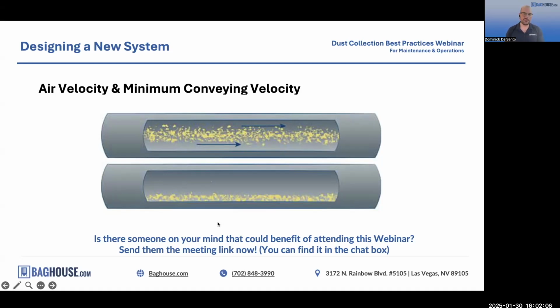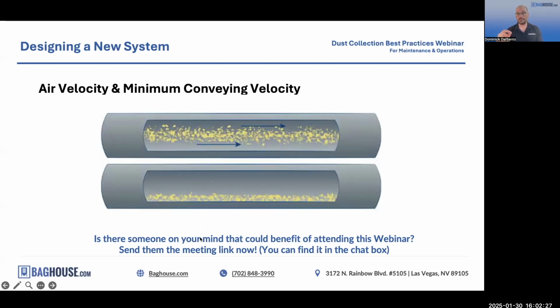So you have our picture here. Every material that we work with has a certain velocity that it needs to move at in order to stay floating in the air. So if you have a heavier material, like flour versus lead dust, it's going to need to move faster. But also if you have big pieces versus small pieces.